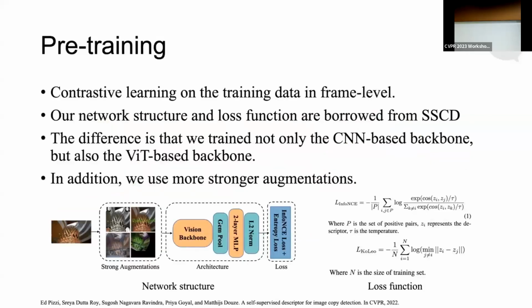We use contrastive learning on the VSC training data in frame level. As shown below, our network structure and loss function are borrowed from SSCD. The difference is that we trained not only the CNN-based backbone, but also the ViT-based backbone. In addition, we use stronger augmentations.